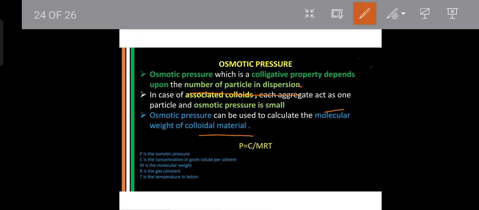Okay, from that particular osmotic pressure formula, you can determine the molecular weight of the particular dispersion medium. So that is all about osmotic pressure.